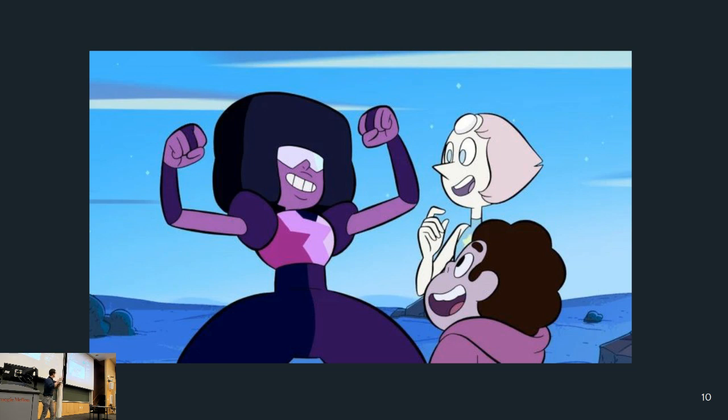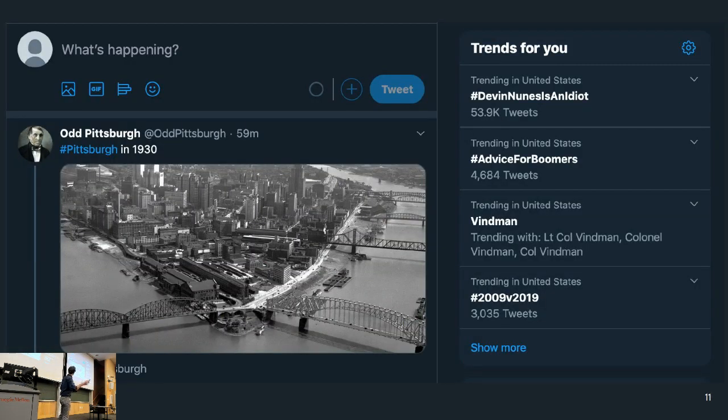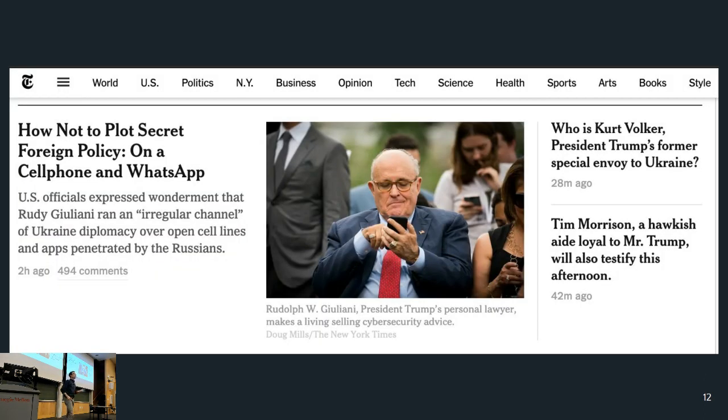Of course, lots of people mentioned online things, so Twitter as an example, and also traditional news, which we're often consuming on our phones nowadays or online, so different types of media here.